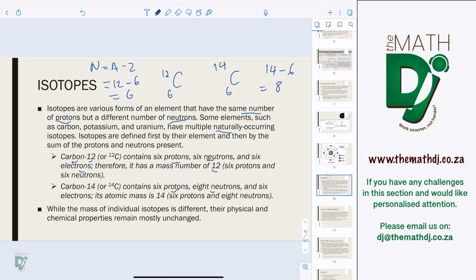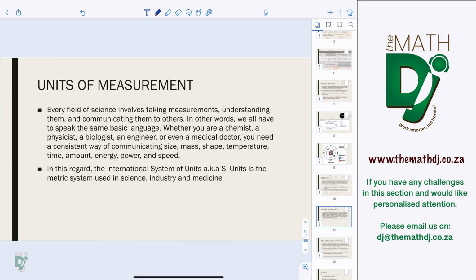Isotopes, you can view them as twins. They can be identical twins but with different characteristics. In this case, the different characteristics are the number of neutrons. So isotopes are various forms of an element that have the same number of protons but a different number of neutrons. You must remember that isotopes are important. Carbon 12, carbon 14.